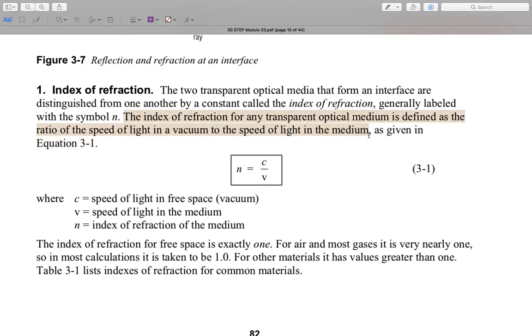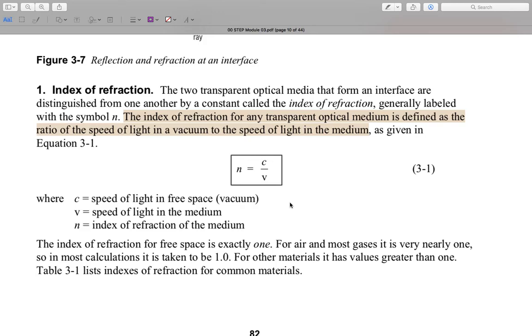Okay, now we have the formula: n is the index of refraction of the medium, equal to c divided by v. c is the speed of light in free space, a vacuum; this is a constant number. And v is the speed of light in the medium. And back again, n is the index of refraction of the medium.